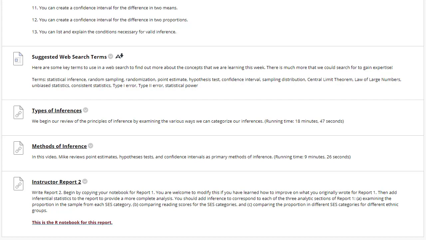You're going to see something very, very similar when you read the instructions for your report. It parallels exactly what it has here for me to do in my report. Namely, in a nutshell, what we're doing is expanding on Report 1 by adding inference. So that's what we're going to look at in my report right now.